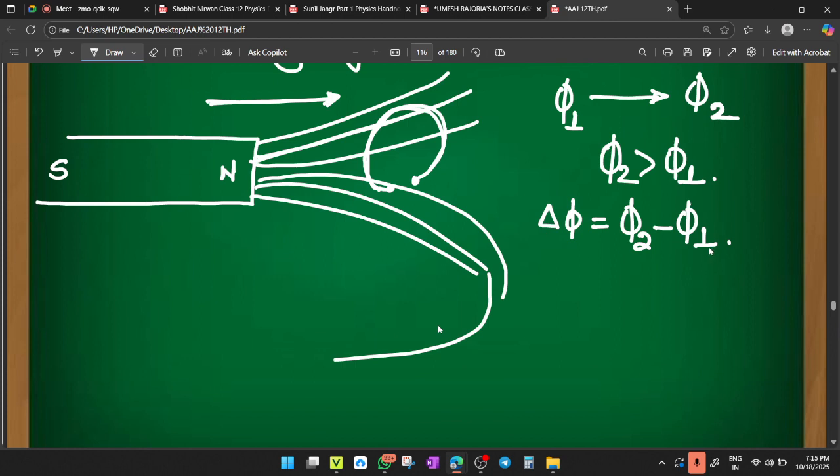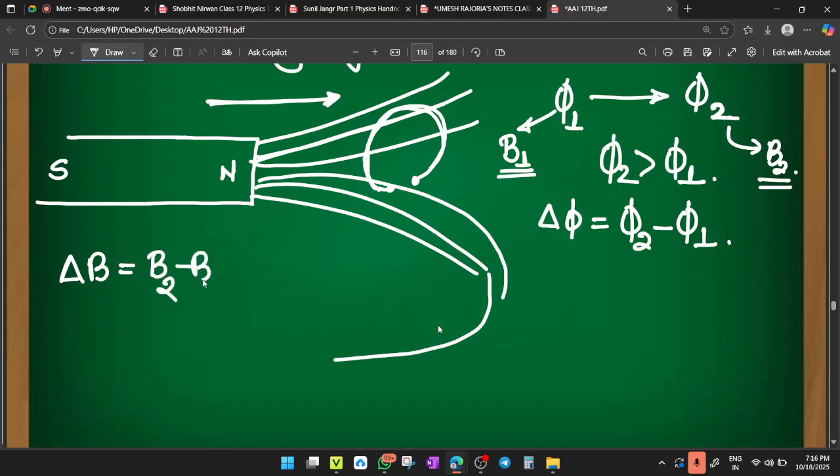As there is a change of flux, there will definitely be a change of magnetic field, because for flux phi 1 suppose magnetic field B1 is encountered by this loop, and for phi 2 magnetic field B2 is encountered by this loop. So there is also a change in magnetic field, equal to B2 minus B1. Clear? So if you change the flux, there is a change of magnetic field.